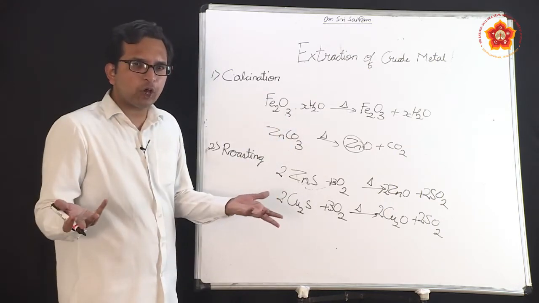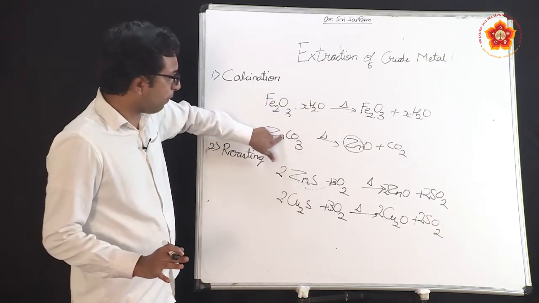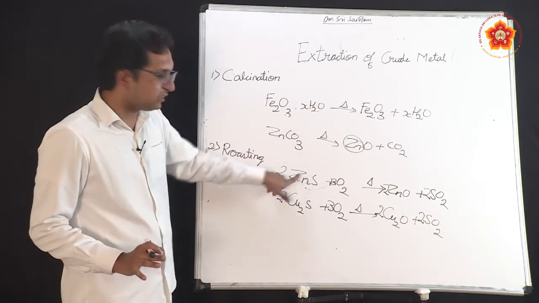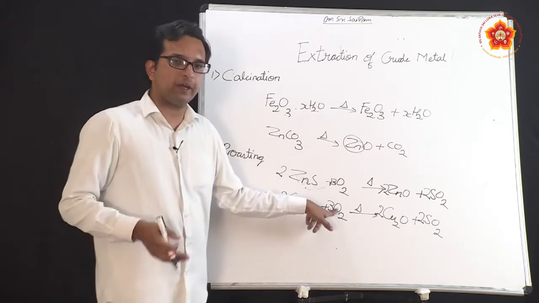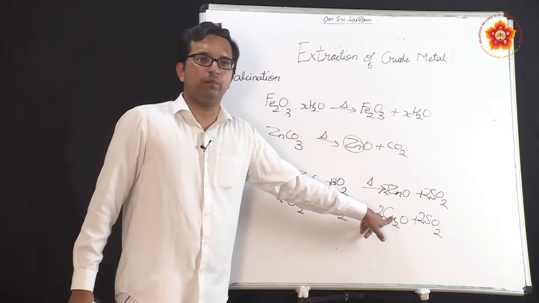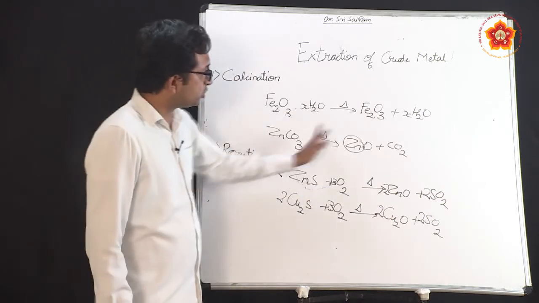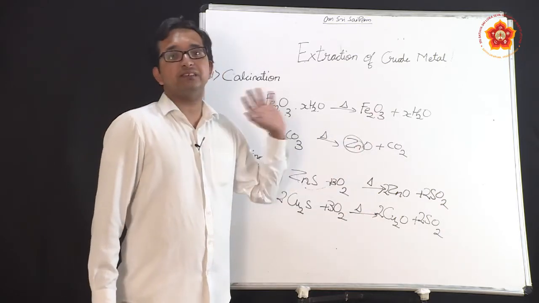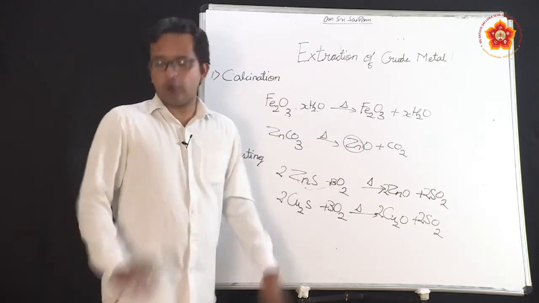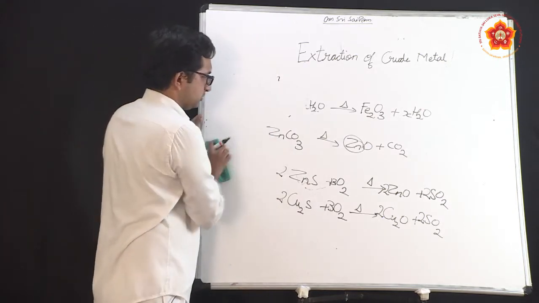Why do we need to employ this process? Because in these cases oxygen is part of the ore, whereas in these cases oxygen is not part of the ore. That is why you have to supply oxygen and make the oxide form. While these two processes help us to get into their corresponding oxide form, we are yet to obtain metals in this case. And how do we obtain metals here is, we employ the reduction process.